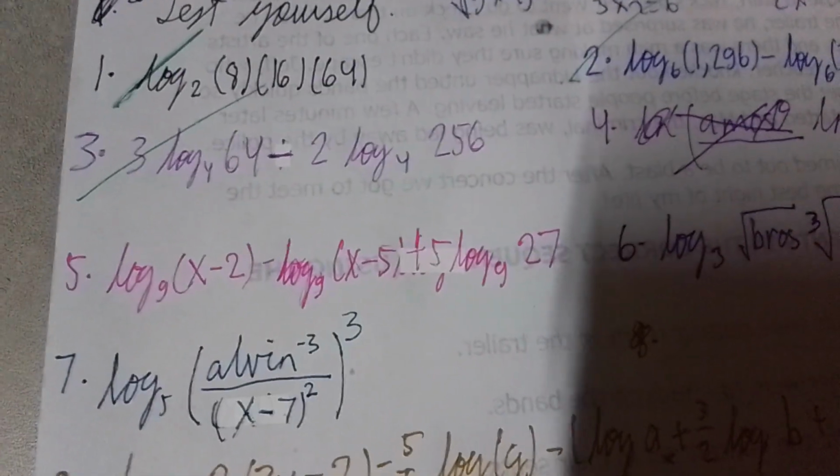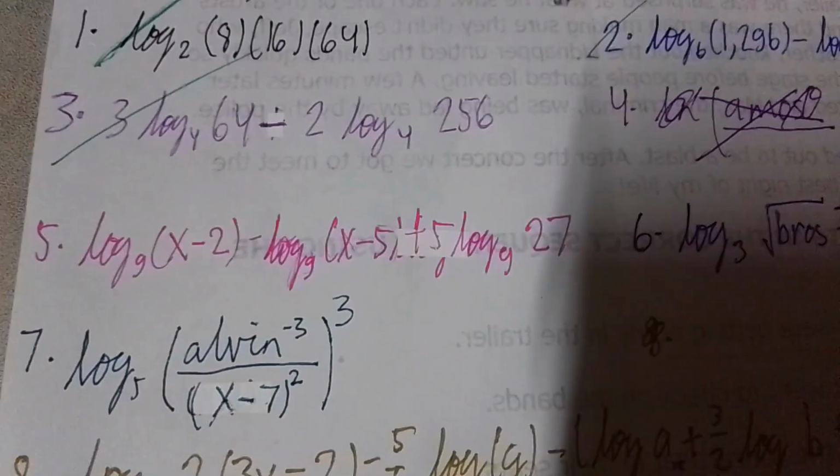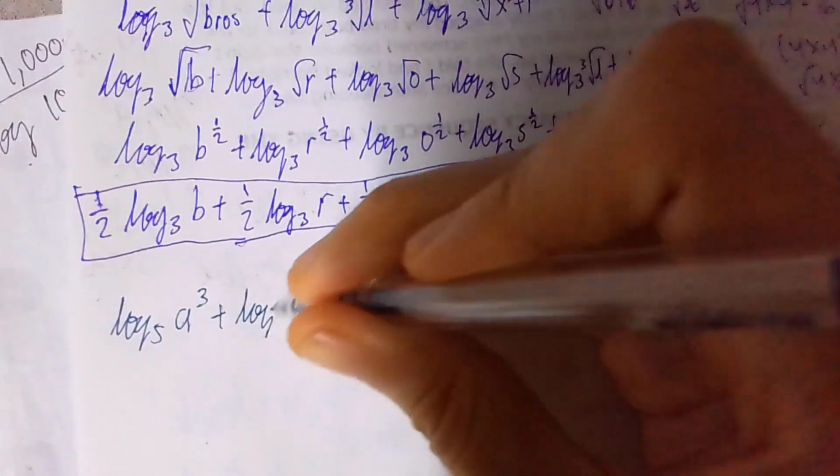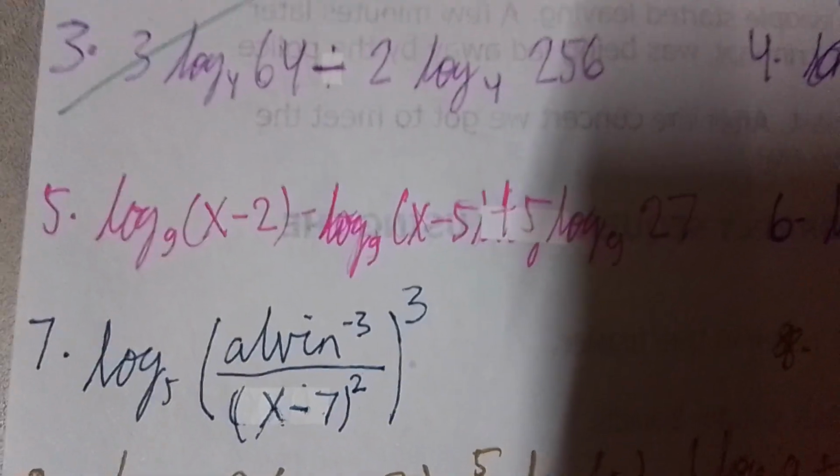So, rewriting this, we get log base 5 of A, like this. Log base 5 of A cubed, right? Because there's no exponent on that. And then plus log base 5 of... Why plus? Because it's in the numerator, right? All of the letters of Alvin.